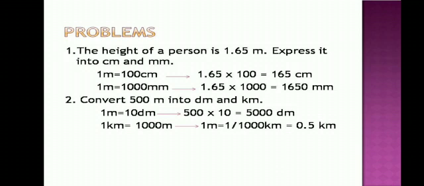Now convert 500 meter into decimeter and kilometer. 1 meter equal to 10 decimeter. So multiply the given value with 10. We'll get the final result. 1 kilometer equal to 1000 meter. So 1 meter equal to 1 by 1000 kilometer. So 500 divided by 1000 equal to 0.5 kilometer.